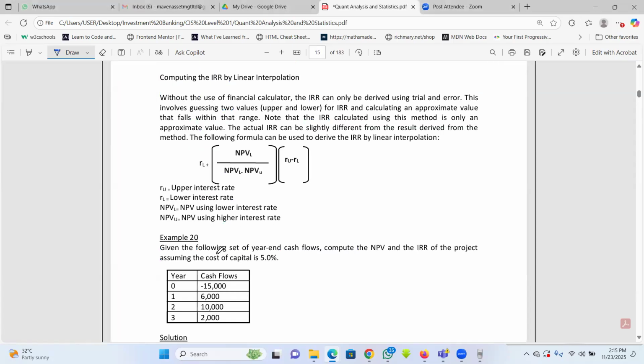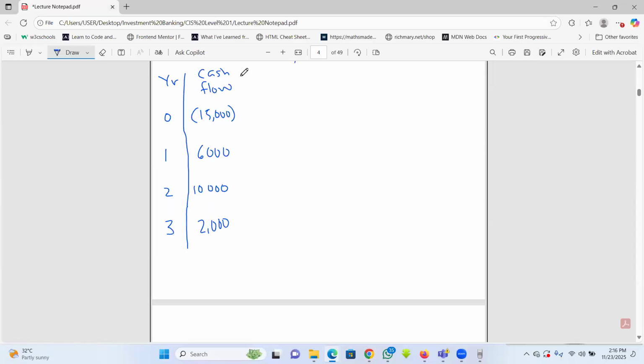Okay, so we are being told that the cost of capital is 5%. So that means that discount factor, that's what we're going to be doing at 5%. What do you need to do to get a discount factor? 1 over 1.05 raised to power n. In this case, because the n is 0, I know this will be 1, because 1 divided by 1 will still give you 1.